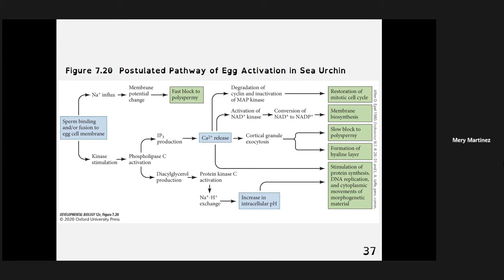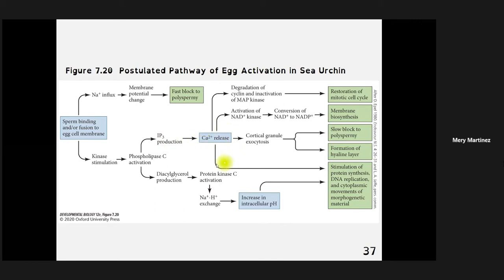And here we have a little bit of a summary of it. So we have the sperm binds with the egg cell membrane. We have an influx of sodium that would allow for the rapid, fast block of polyspermy, because we have a change in potential and then we don't have any more sperm that gets attached. Also, that binding had a kinase stimulation that activates the phospholipase C, which is going to create product of the inositol phosphate that's going to help with the release of calcium.